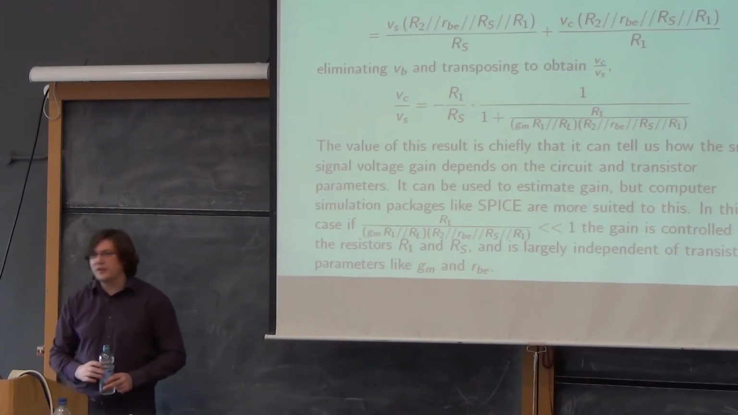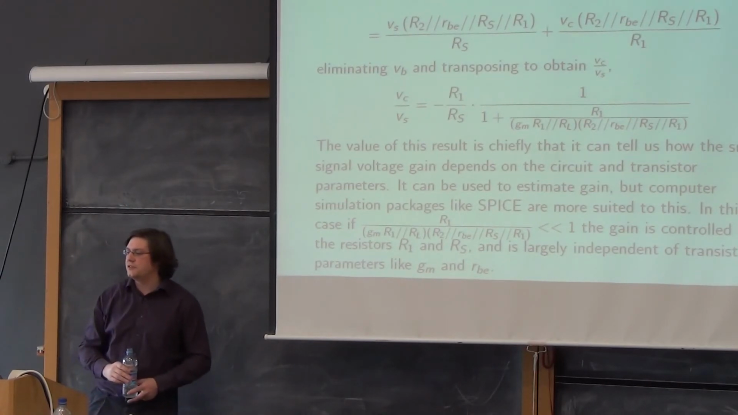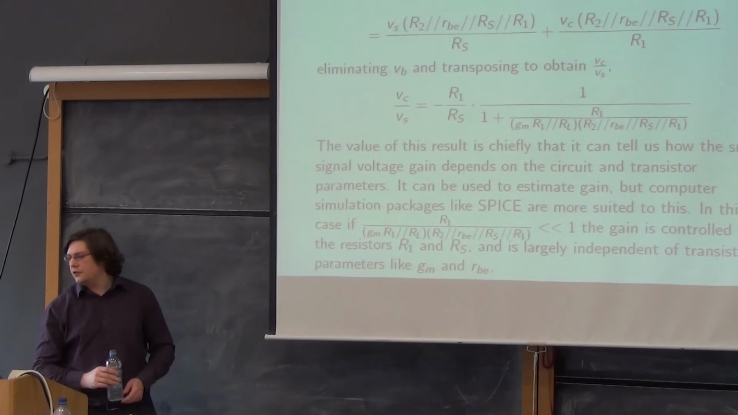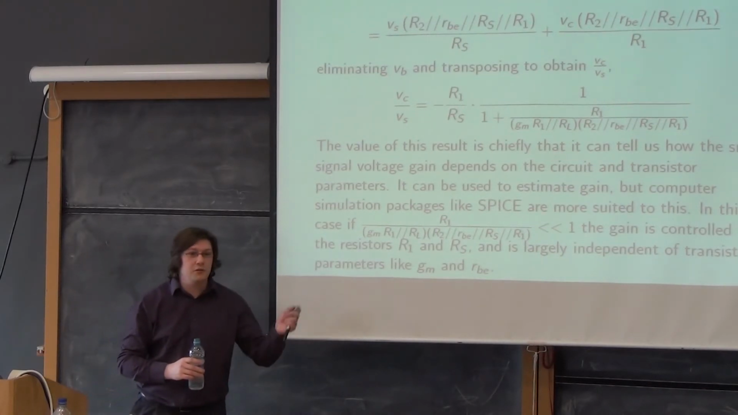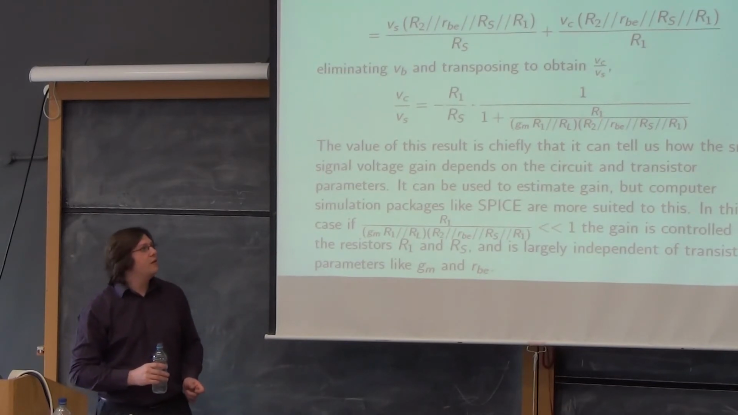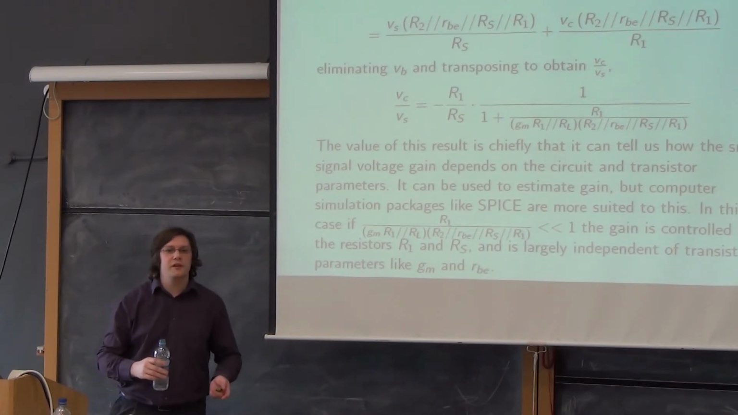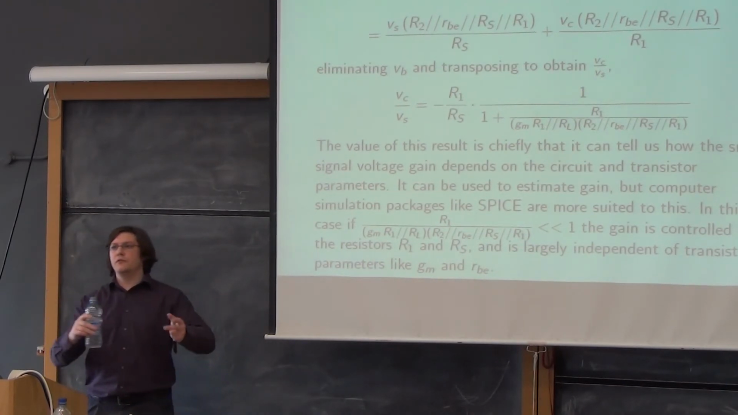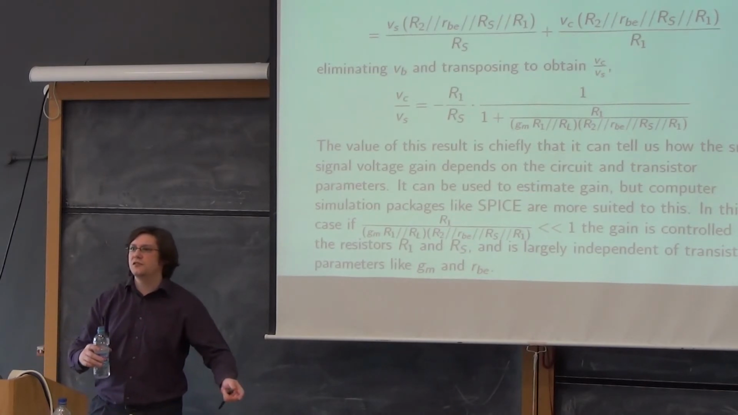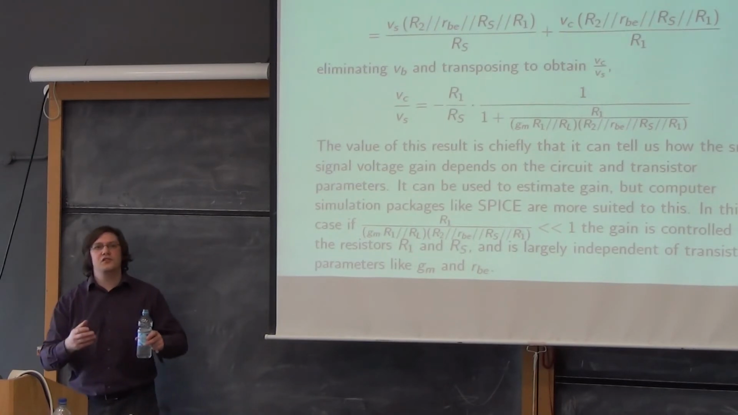So the important thing about this result is that it tells us how the small signal voltage gain depends on the circuit and on the transistor parameters. That's to say, I can look at this equation, and if I wanted to, I could put some numbers in, and that'd be all right. But what I could also do is say, well, what should happen if R1 became really, really big? And I can look at the equation and say, well, this term's going to become really big, this term's going to be insignificant, and the circuit becomes slightly different, or a certain set of things will happen.